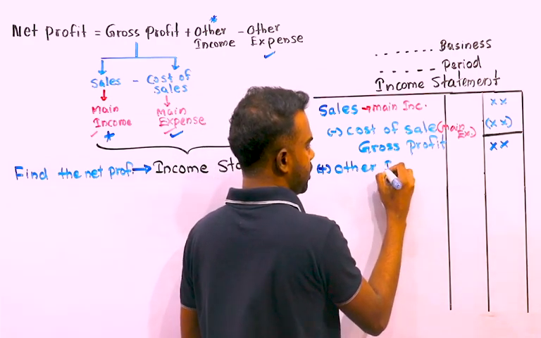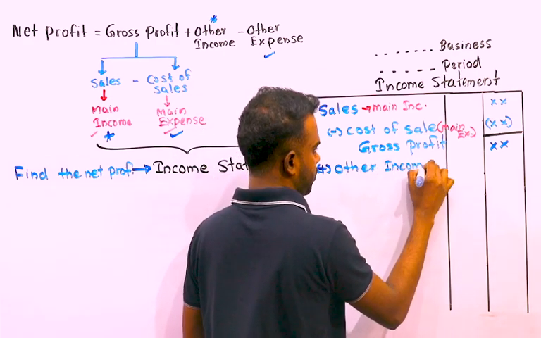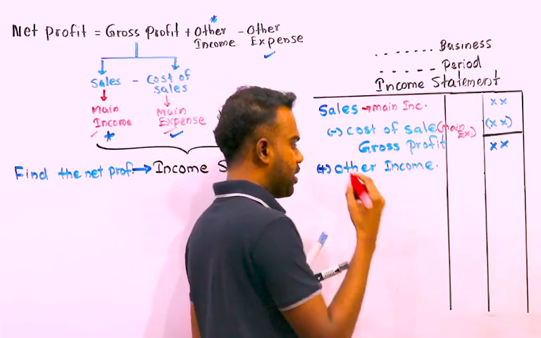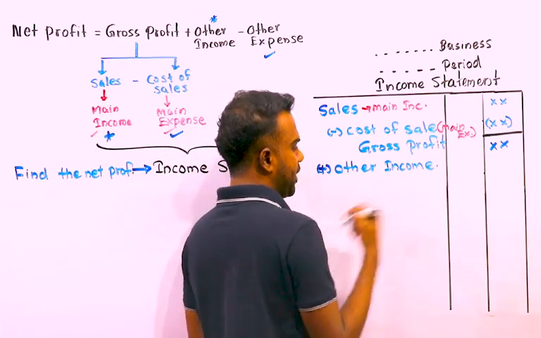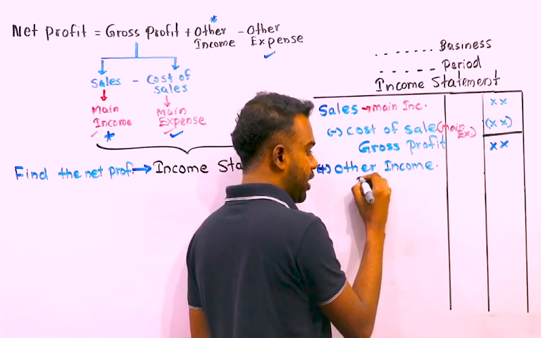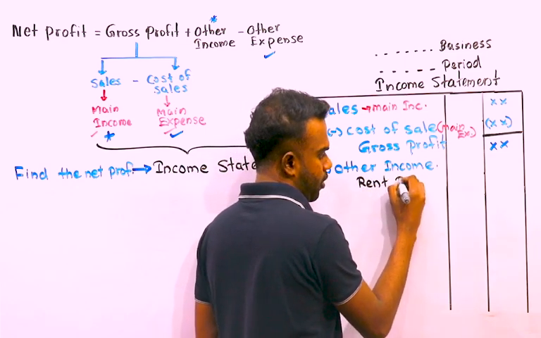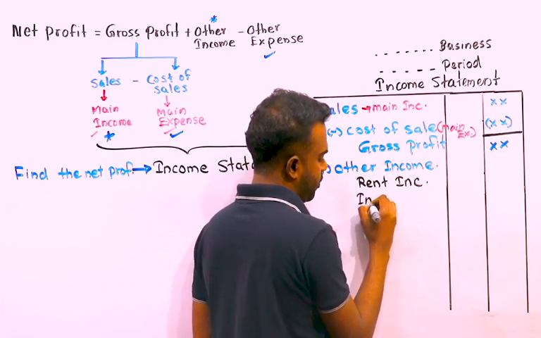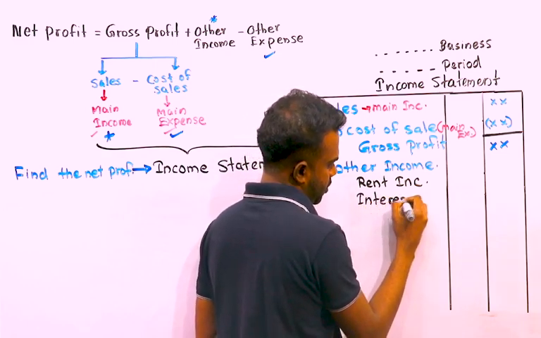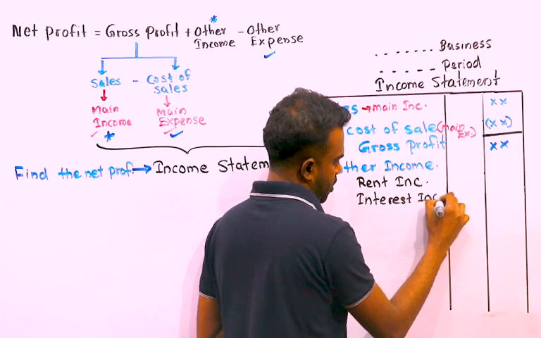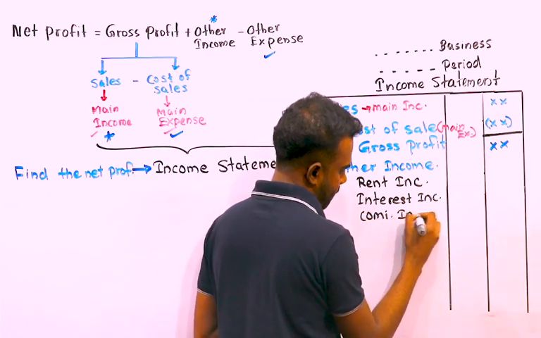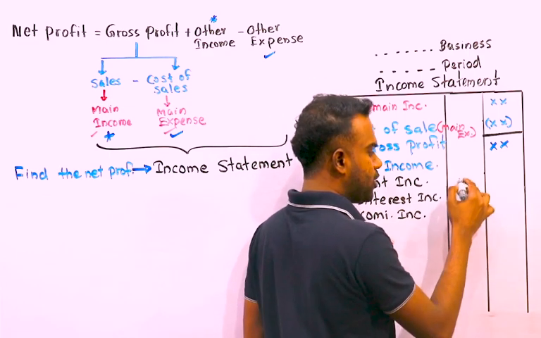Other incomes. If there are some examples, we have to record them under that topic. Let's think there are other incomes like rent income, and interest income, right? And commission income, right? Are there any examples?